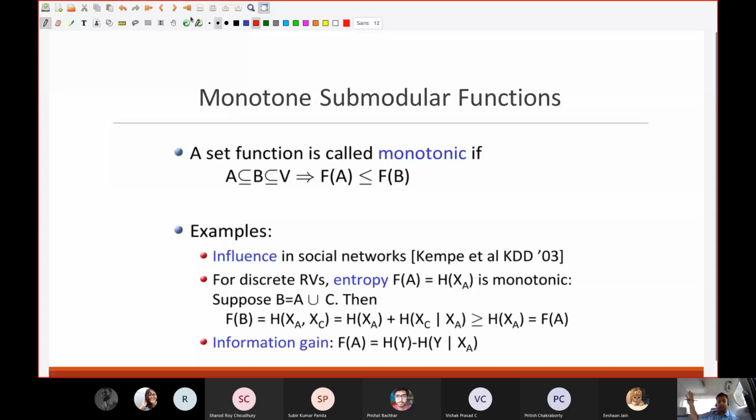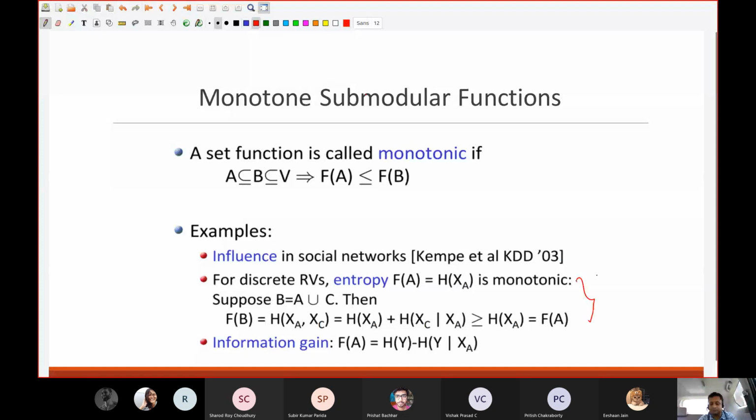For discrete random variables, you'll find that the entropy is monotonic. Okay, you can try this out. This is again something you should try. If you have discrete random variables X_A, X_C, right? Then you can show that as you add a new random variable, there is a monotonic increase in the entropy. Okay, so try this out.